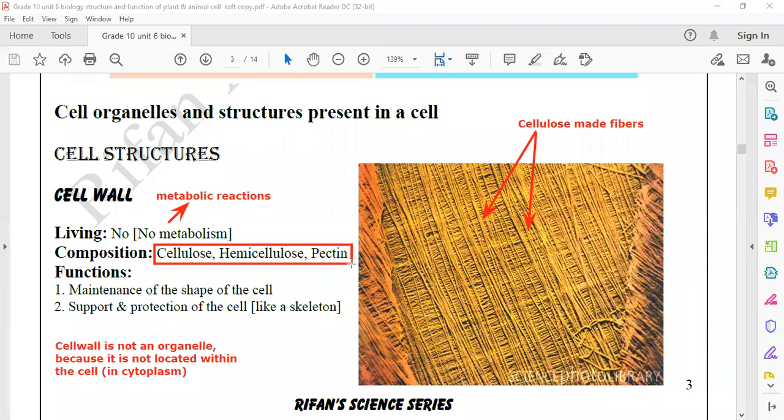Cell wall has two functions. One, it gives shape to the cell. It maintains the shape of the cell. That is one function of cell wall. Another function of cell wall is giving support and protection to the cell.